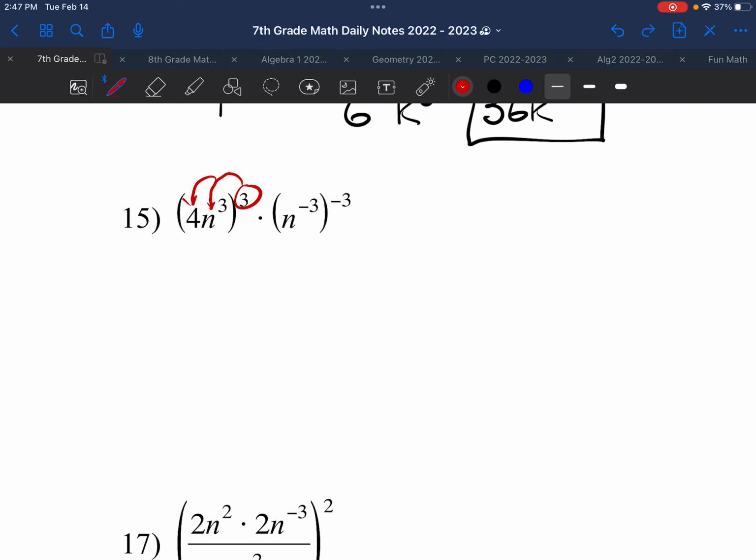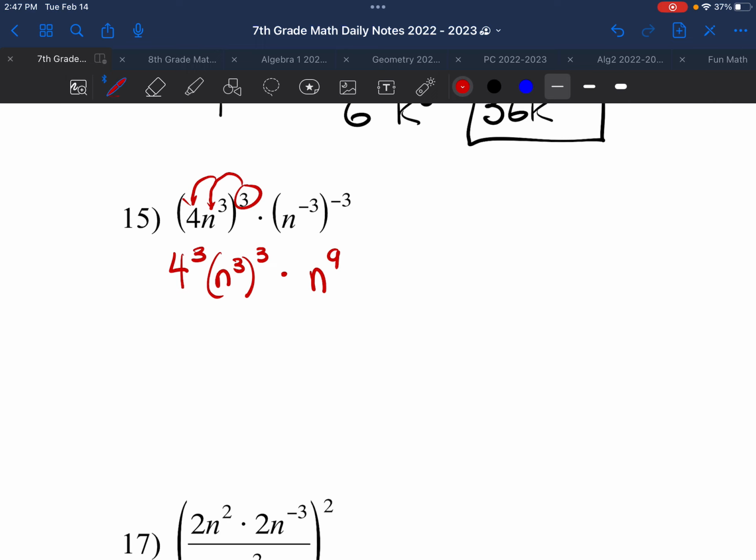So what do we have? We have a 4 to the power of 3 and an n cubed also to the power of 3. I can call that n cubed cubed or n to the power of 3 to the power of 3. It doesn't really matter how you say it out loud. And then over here I have an n to the power of, well, power to a power means multiply. Negative times a negative is a positive, and a 3 times a 3 is a 9.